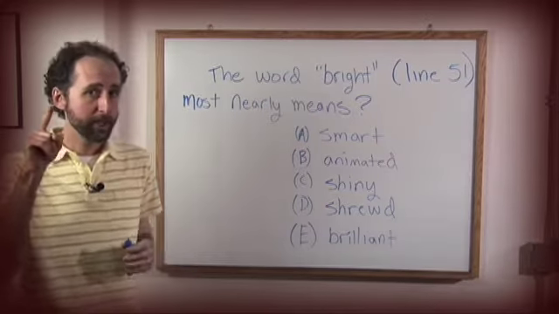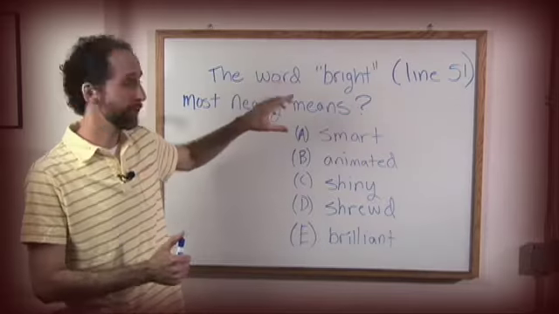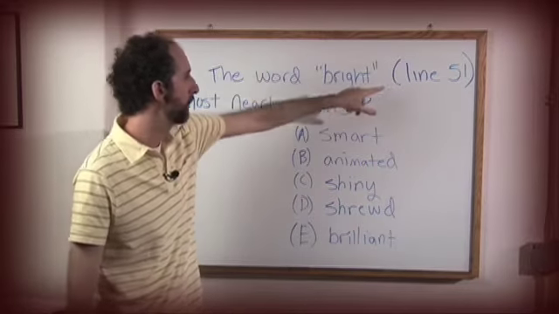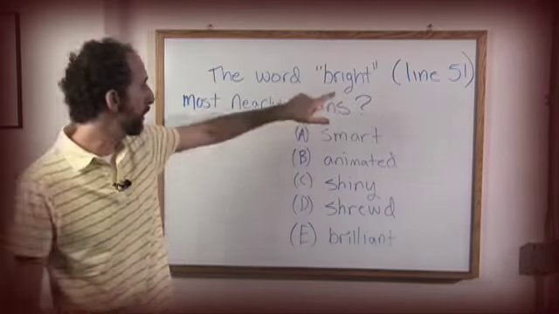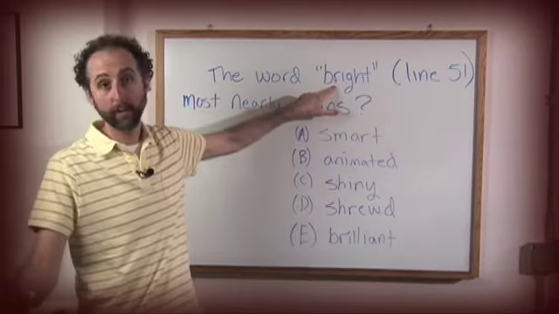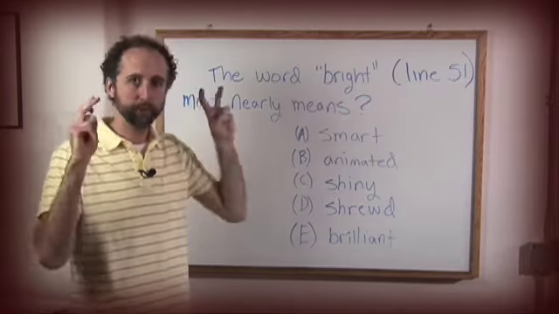But also specifically these tests will test vocabulary in a question like this. They'll say the word bright, line 51, most nearly means. There's two kinds of things they might do with this. One is they might ask you a simple word like bright. You all know what bright means. Or they might ask you a complicated word, like a more challenging word.